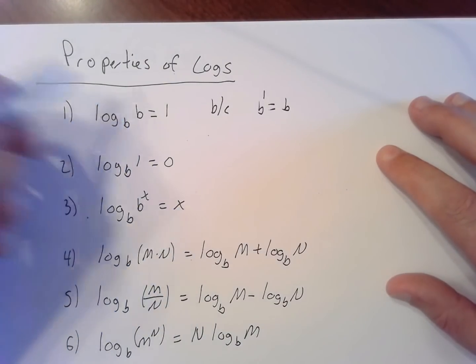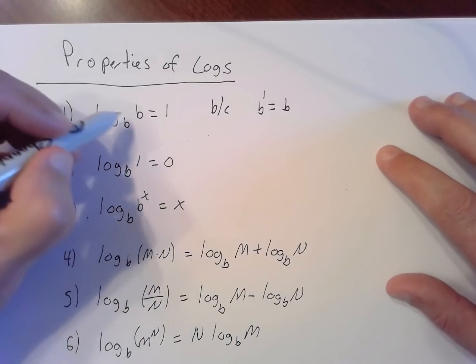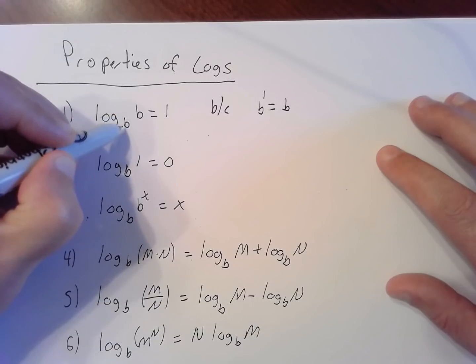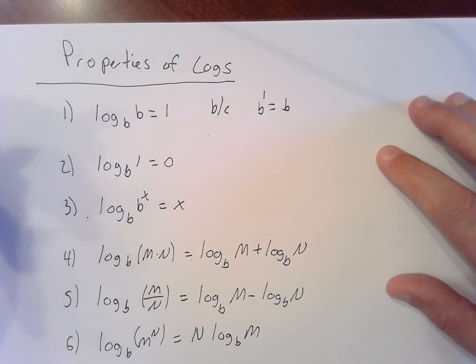So log base b of b equals 1. Another way to think of it is to understand what logs mean. I'm asking here, what power would I put on b so that I just get b? And the answer is 1.